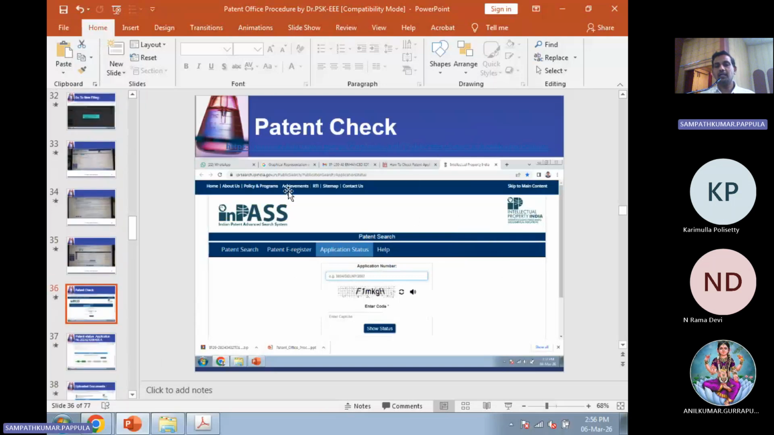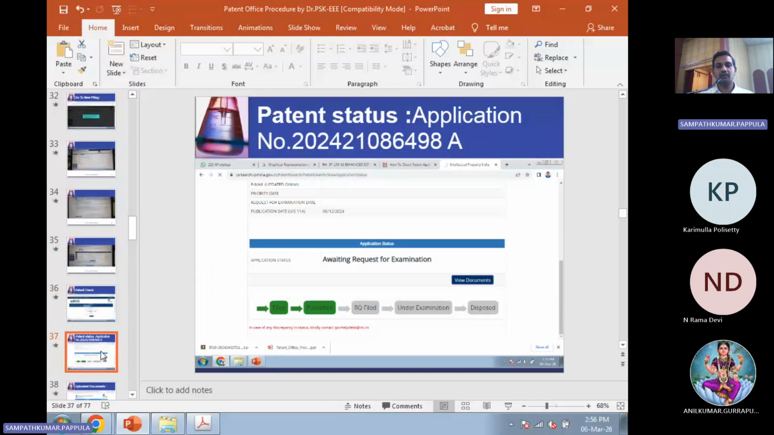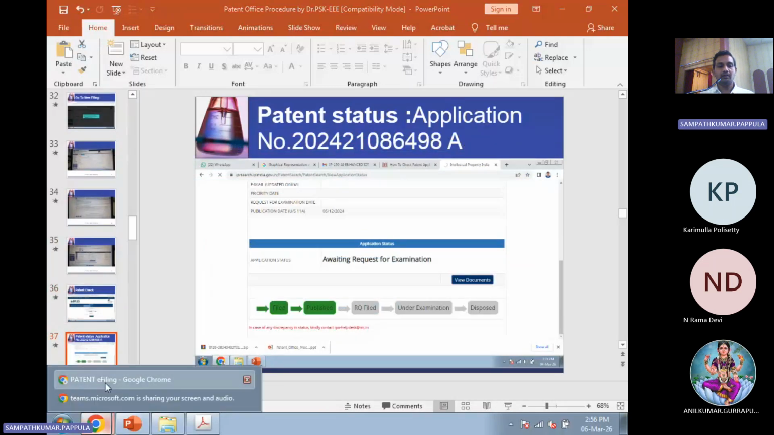Grant also follows the same procedure. There also we can check using the grant link, which is another link. I will show you.